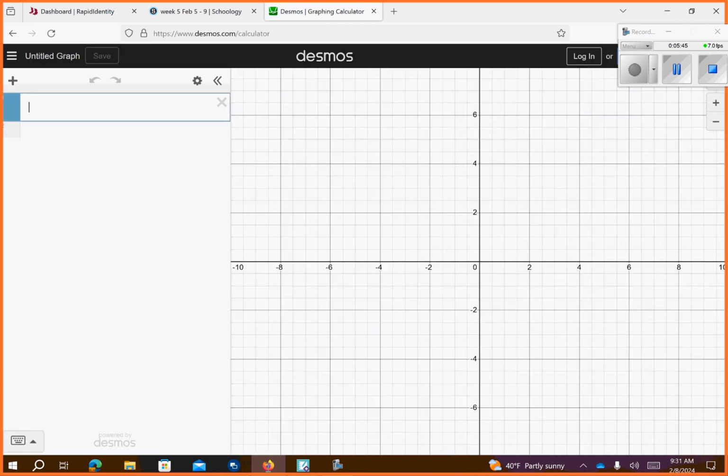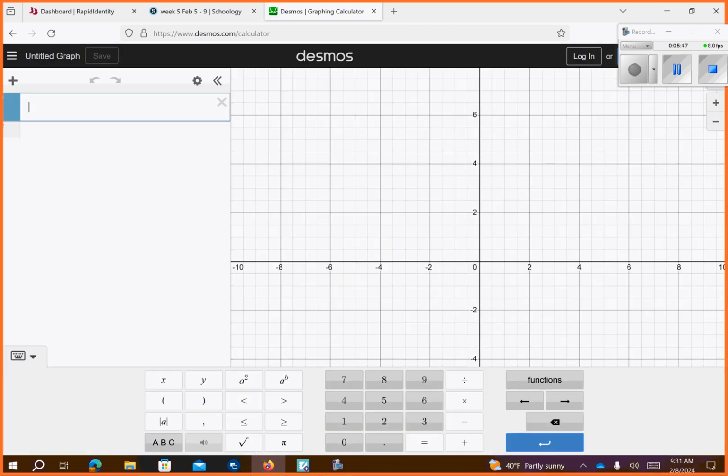Let's see. So I'm not going to use C of X. I'm going to go Y equals 43X plus 1850. And then I'm not going to see both of them right away. And then my other equation is Y equals 80X. All right.